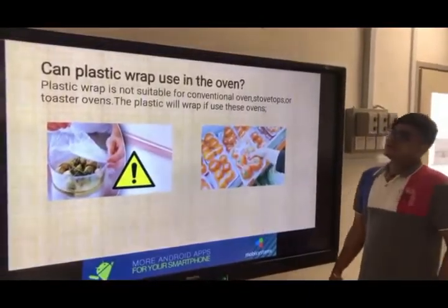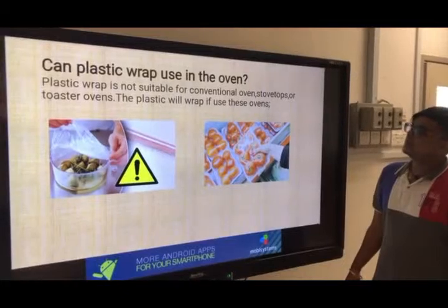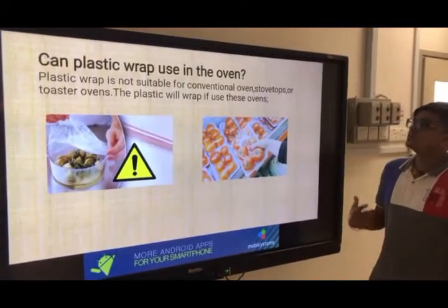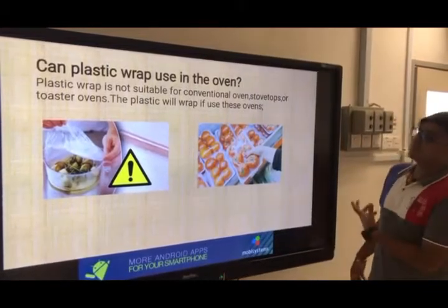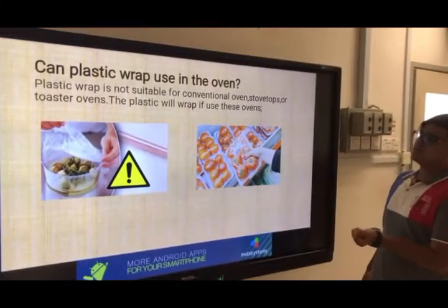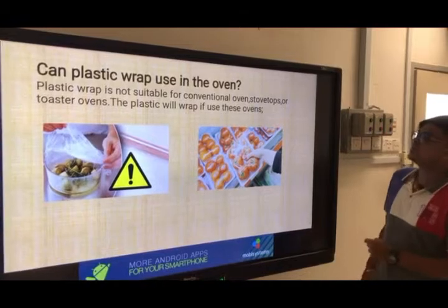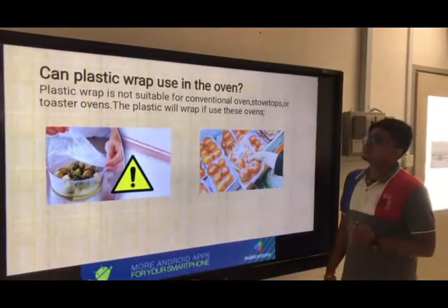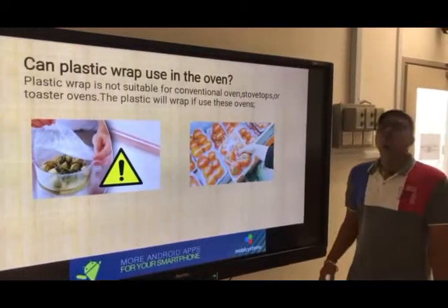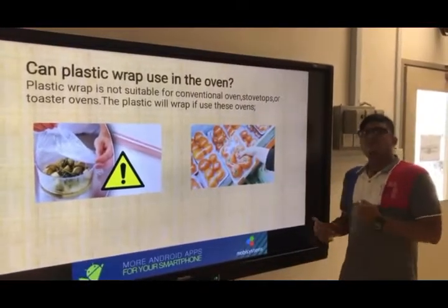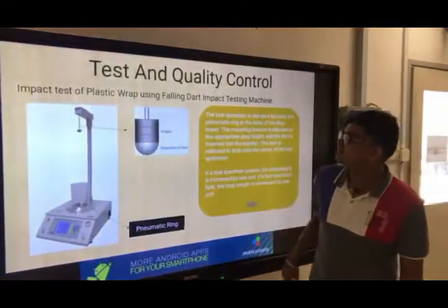The final question is, can plastic wrap be used in the oven? Plastic wrap is not suitable for a conventional oven because the heat is too much. With stoves or toaster ovens, such as a bread toaster, the plastic will warp if used in these ovens. Okay, I would like to end my presentation, but before that I have a video to present.